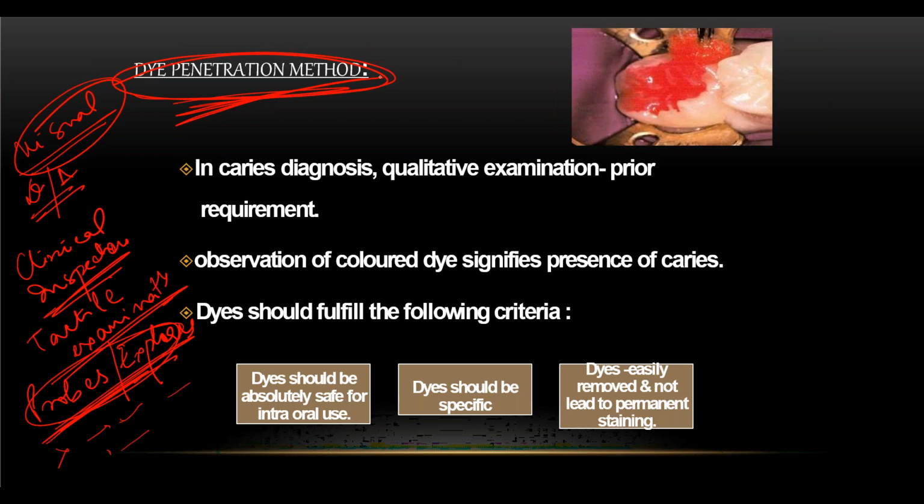Indirect pulp capping. So in caries diagnosis, qualitative examination is the prior requirement. Observation of colored dye signifies presence of caries. The dye should fulfill the following criteria. It should be absolutely safe, not cytotoxic or carcinogenic. It should be specific. What do you mean by specific? It should be able to find the area where caries is not present. Specificity is the ability of a diagnostic method to identify the person who does not have the disease. The dye should be easy to remove and should not stain the tooth permanently.